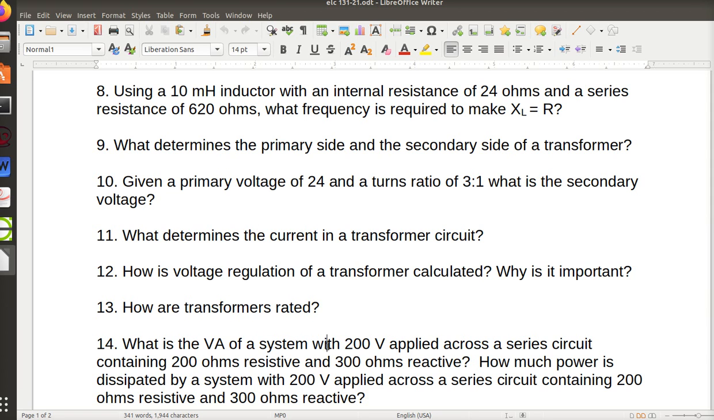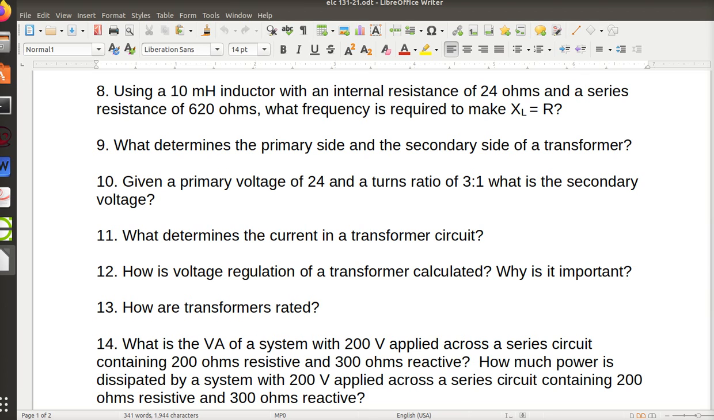So now, 14. What is the VA of a system with 200 volts applied across a series circuit containing 200 ohms of resistance and 300 ohms of reactive? How much power is dissipated by a system with 200 volts applied across a series circuit containing 200 ohms and 300?